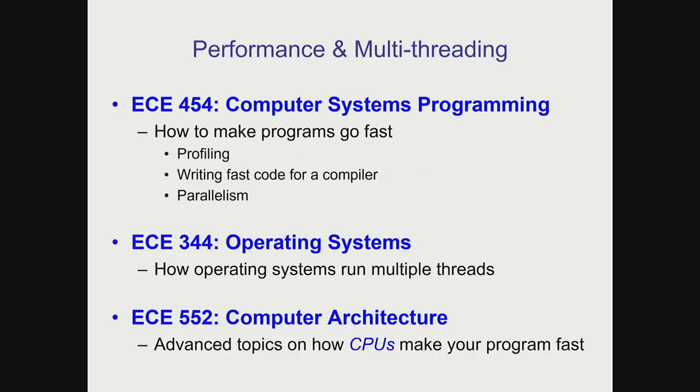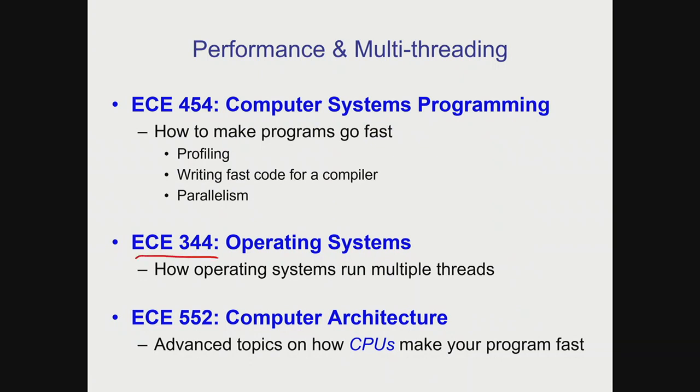So, performance and multi-threading. If you like making programs go fast, ece297 is all about how to make programs go fast. By profiling them, which we talked about, but you do more of it. Writing code that a compiler can turn into efficient instructions, so you learn more about what do I write in C++ or C that turns into efficient machine code? And parallelism, right? So going further on multi-threading than we are here.